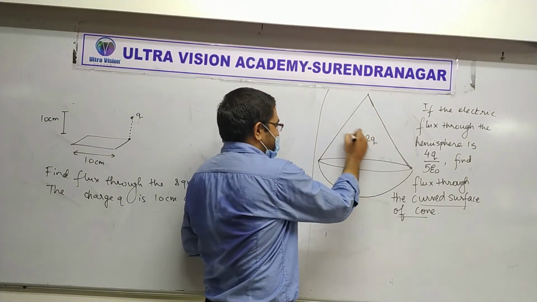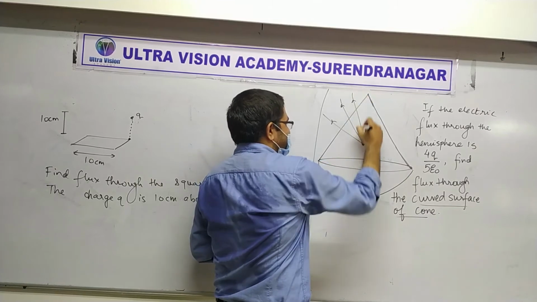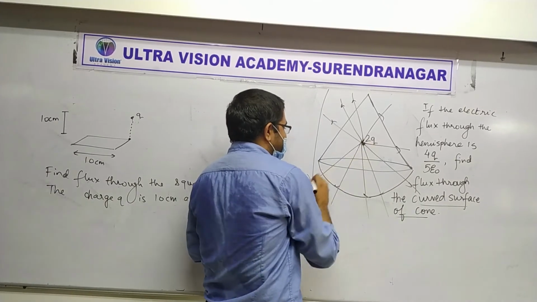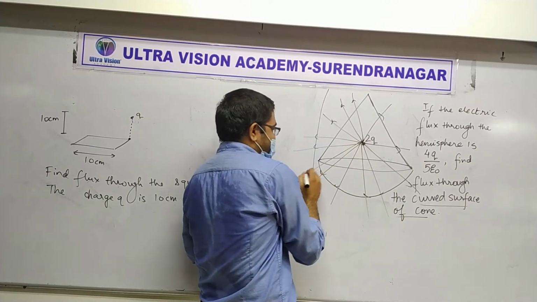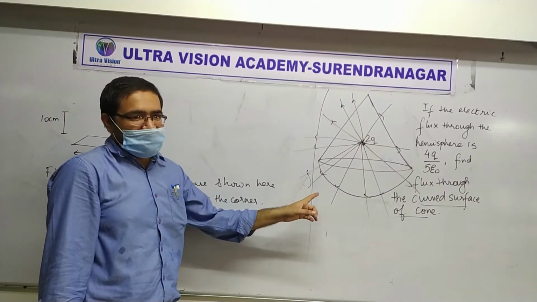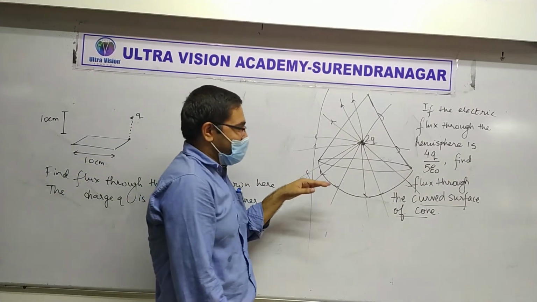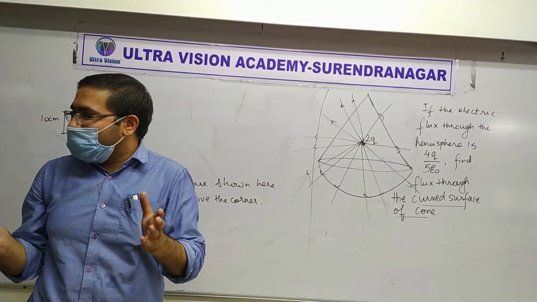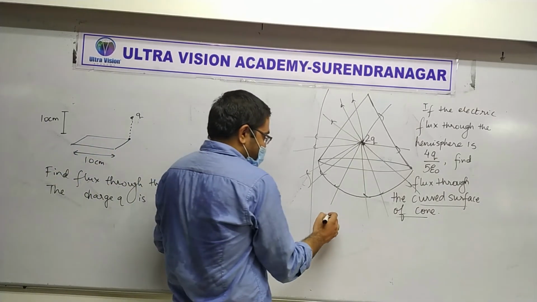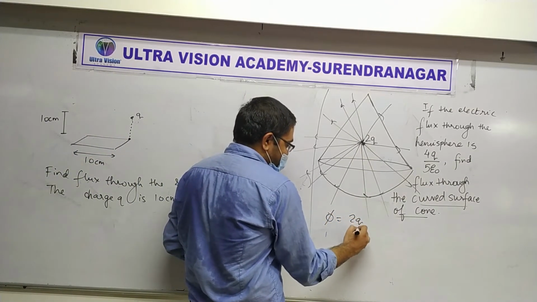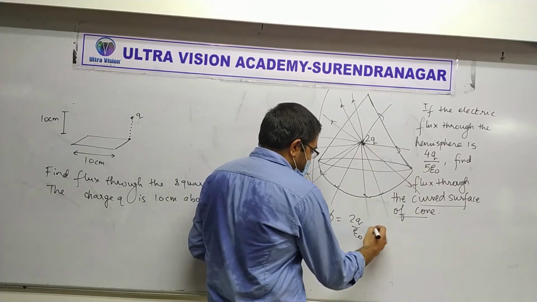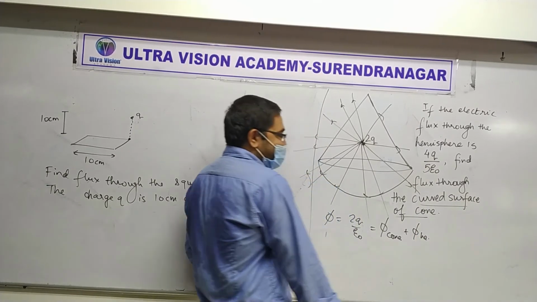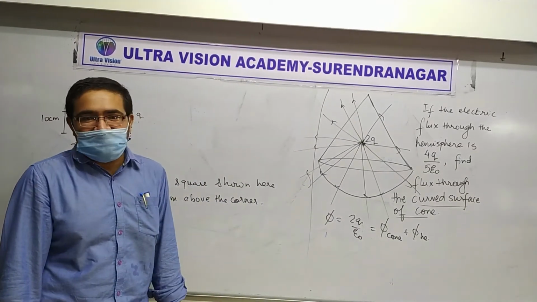How do you understand what he said? Well, basically imagine the field lines. Field lines are going like this, everywhere. Some of them pass through the hemisphere, and some flux will pass through the cone. So if I say the total flux is 2q by epsilon 0, then that 2q by epsilon 0 is the flux for the cone plus the flux for the hemisphere. Did you get that? Or not clear?